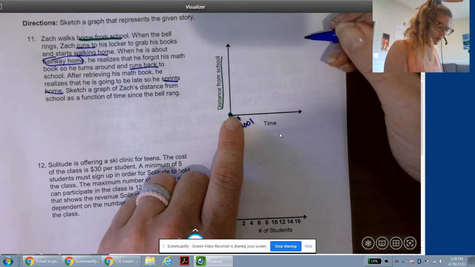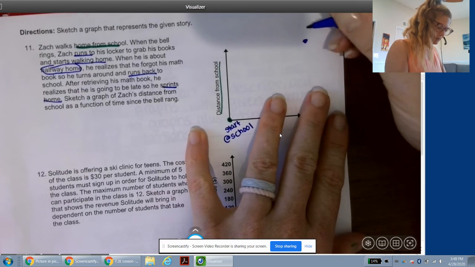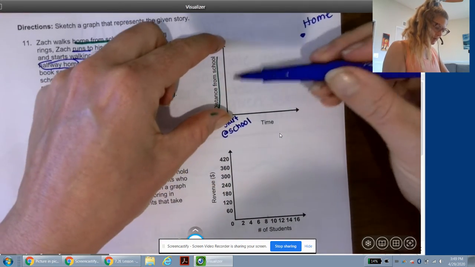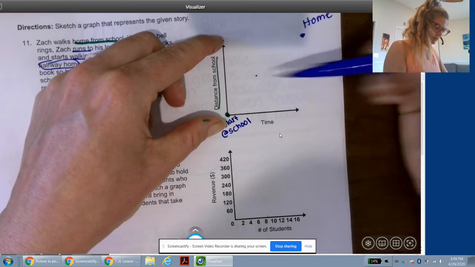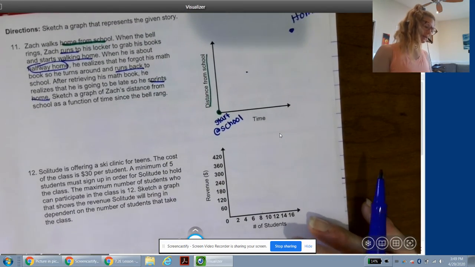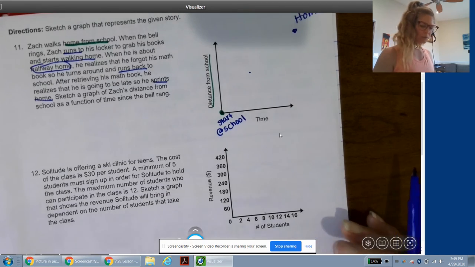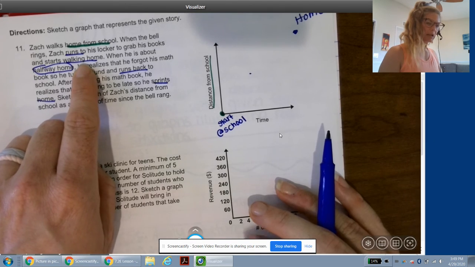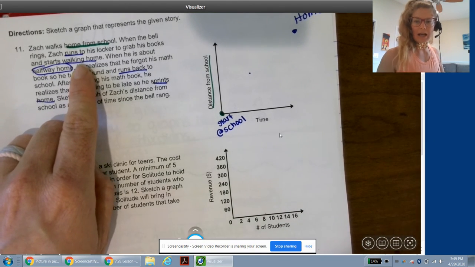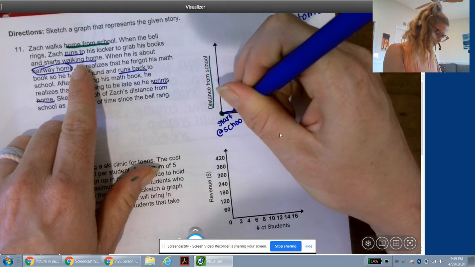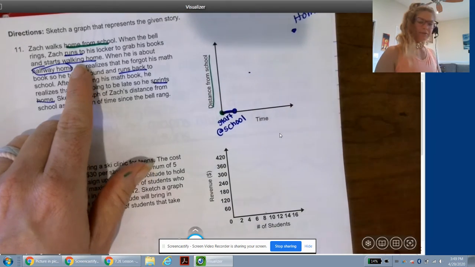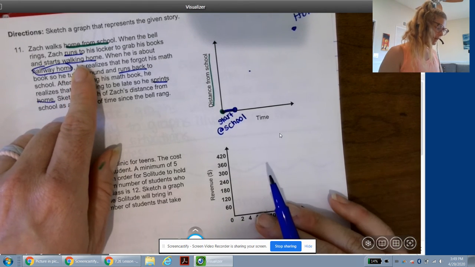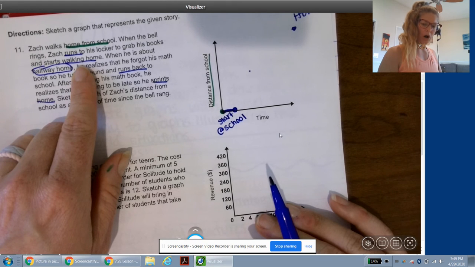So maybe your home is here. And we want to think about a distance that's about halfway. So that's about halfway in the distance department. So we're going to start at school. And when you run to your locker to grab your books, you're still at school. Your locker's at school. So we are actually going to stay at school. Our distance from school is not going to change because we're still at school. Your locker's at school. And then you're going to start walking home.